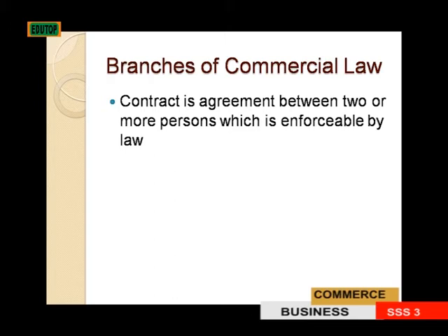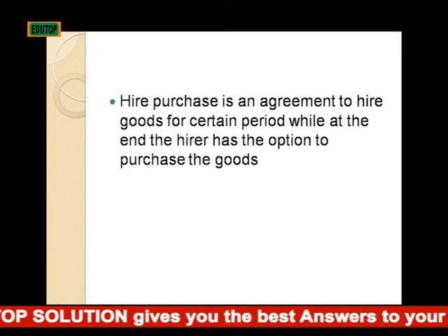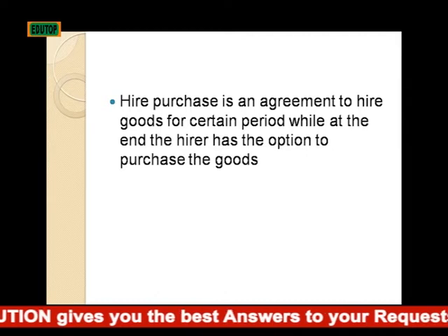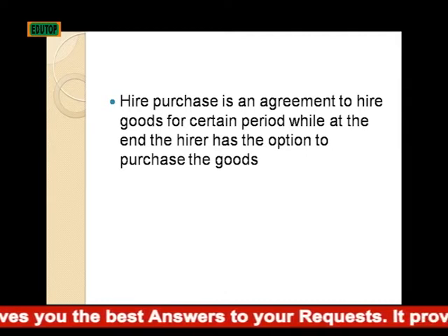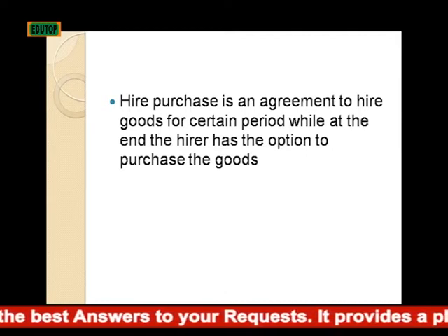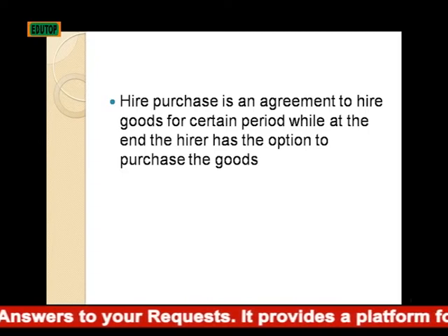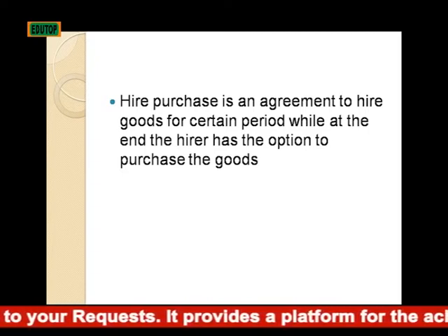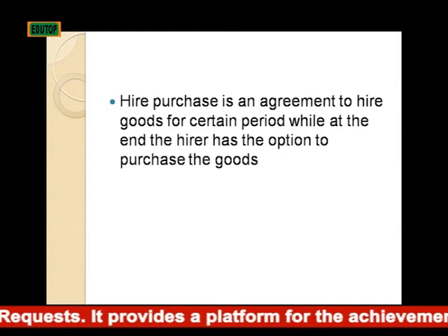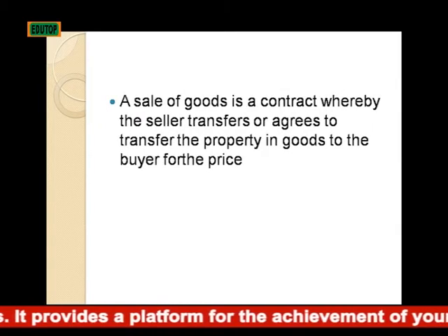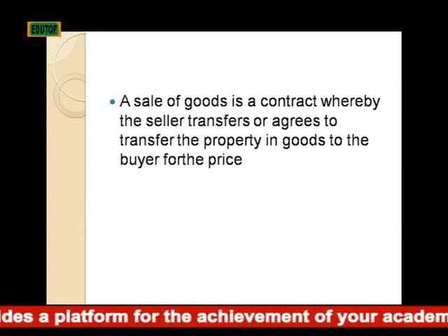We have contract. It is an agreement between two or more persons which is enforceable by law. We have hire purchase. It is an agreement to hire goods for a certain period, while at the end the hirer has the option to purchase the goods. We also have sale of goods.